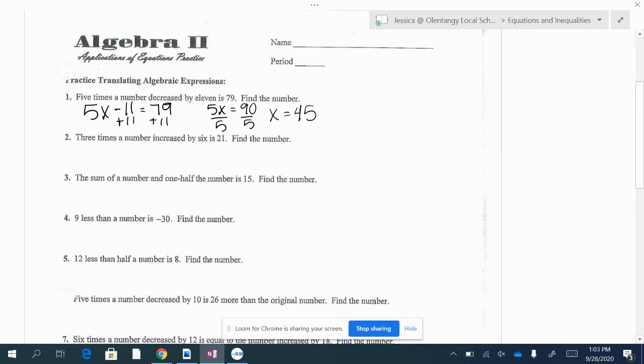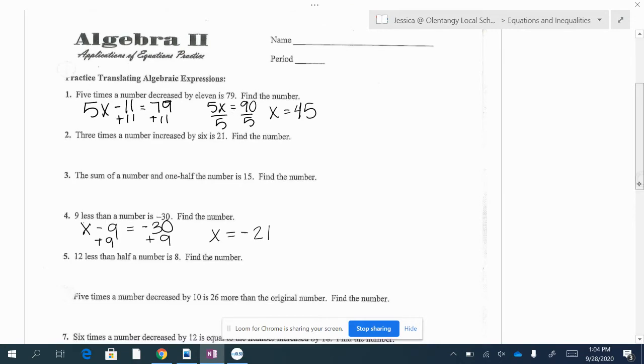Another good one is 9 less than a number is negative 30. For that one, 9 less than a number, you're going to end up doing x minus 9 equals negative 30, because you're taking a number and it's 9 less. So then add 9 and x equals negative 21 there.